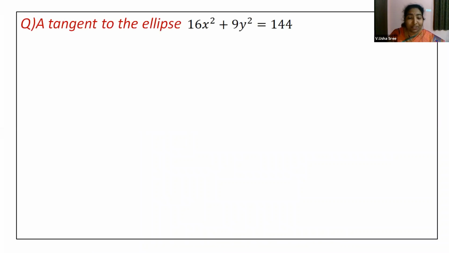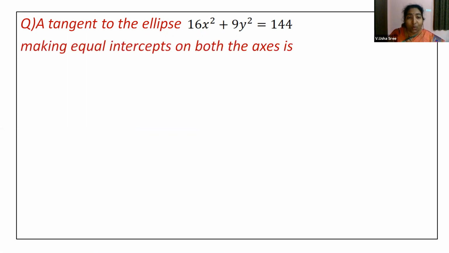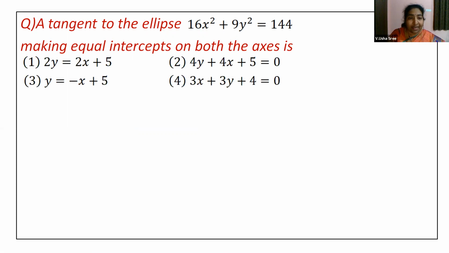This is a multiple choice question, children. A tangent to the ellipse 16x² + 9y² = 144, making equal intercepts on both the axes, is... Now, the options are given to you. First, let us try understanding the condition which is given to us.